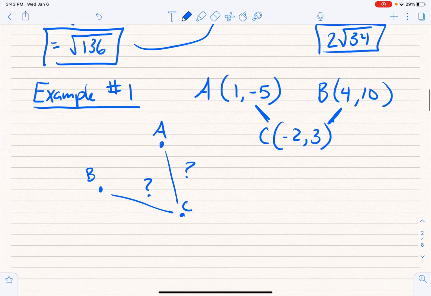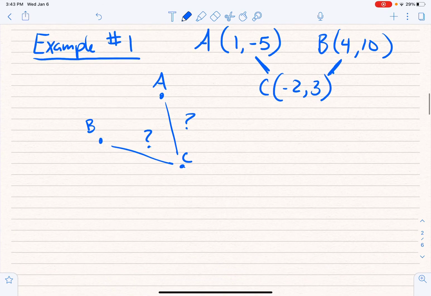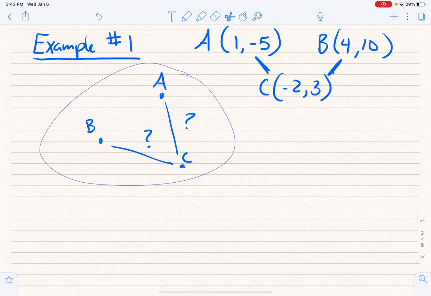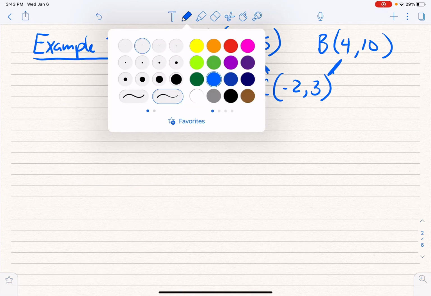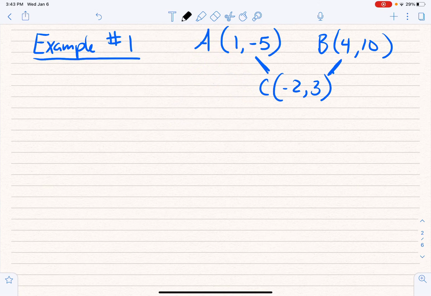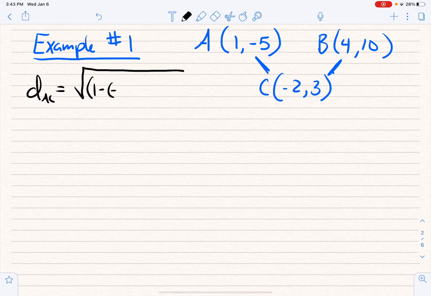Okay? All right, now let's talk about this example number 1. All right, let me get rid of all this right here. So first I'm going to find the distance between A and C. So the distance between A and C, and I could use a little sub-notation like that, is going to be equal to the square root of (1 minus negative 2) squared plus (negative 5 minus 3) squared.